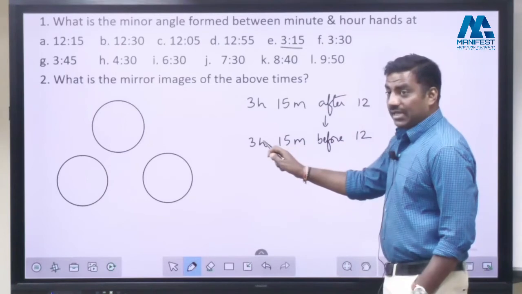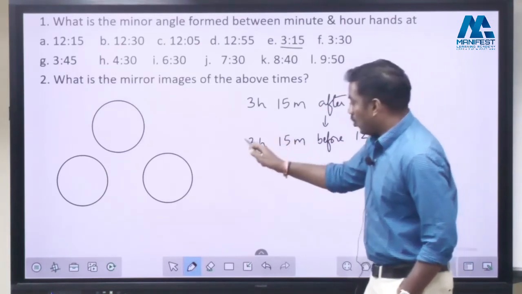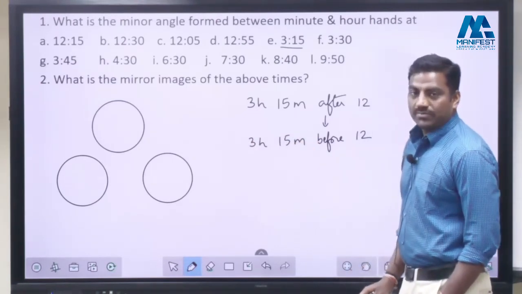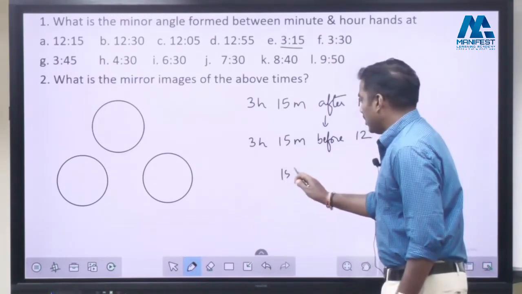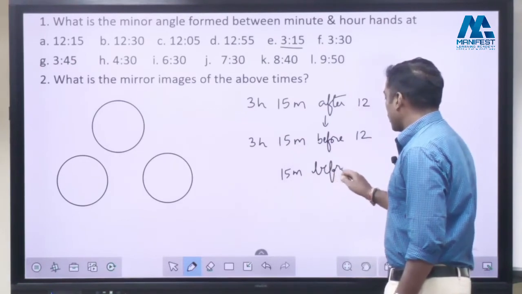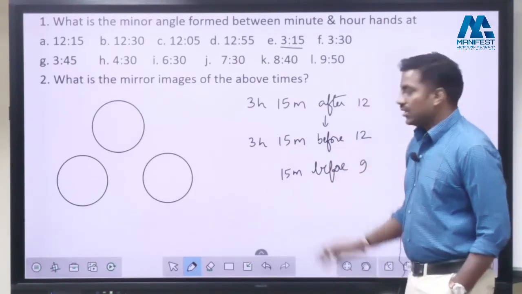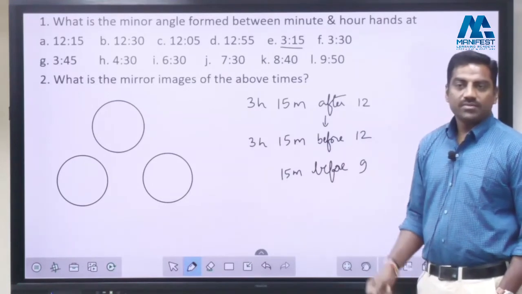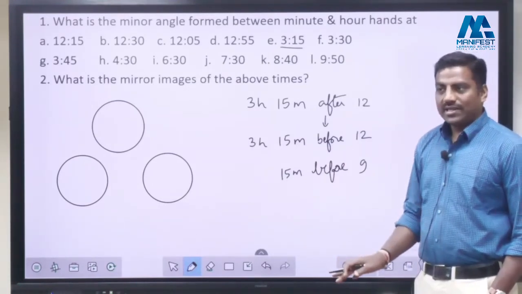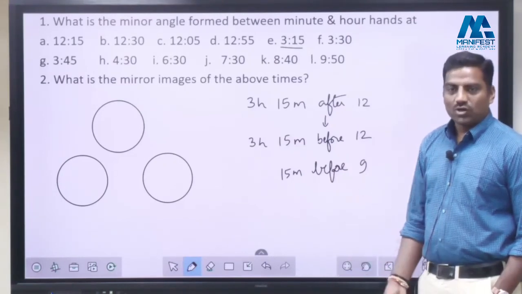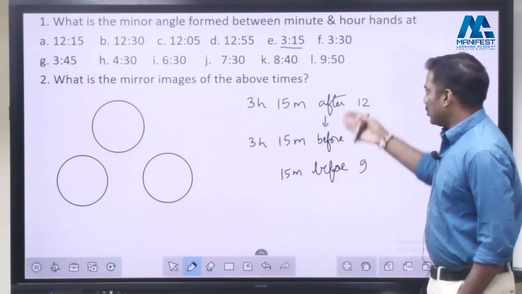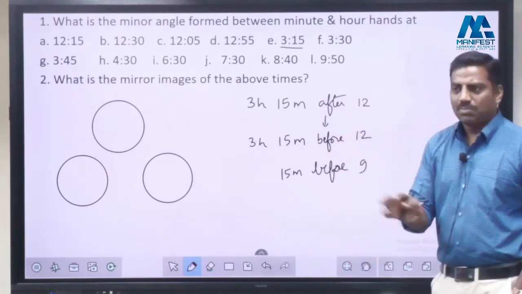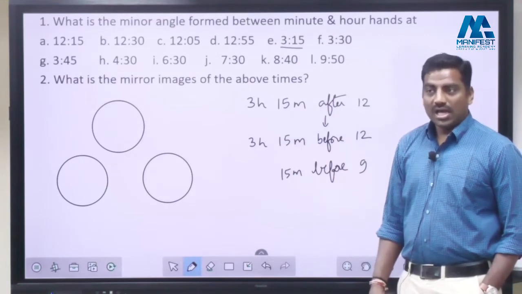You cannot directly jump with these two dimensions. Just go with 3 hours first. What is 3 hours before 12? 9, no? Then we have to find 15 minutes before. 3 hours before 12 is 9. Now 15 minutes before 9, so what is that? 8:45. Done. Got the trick? Just get the opposite of after or before. You can apply it for before also. If before is here, then you can take the opposite of that as after. Simple. Are you getting the hang of this one?